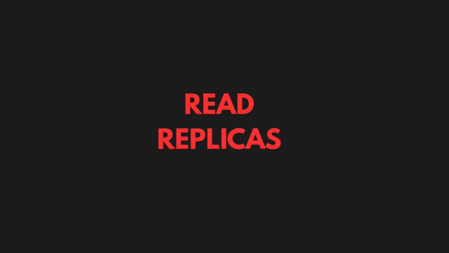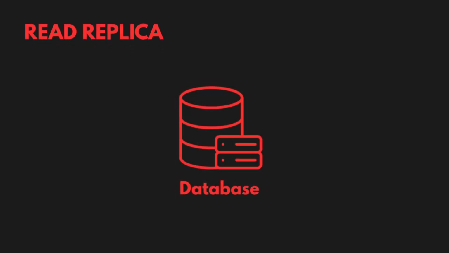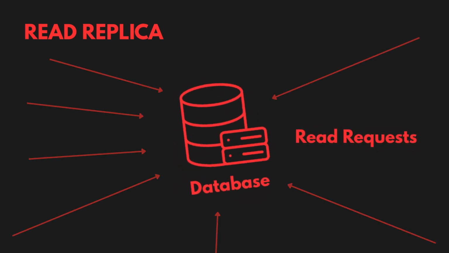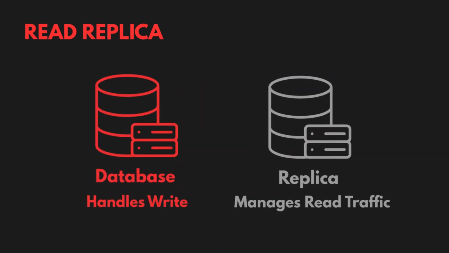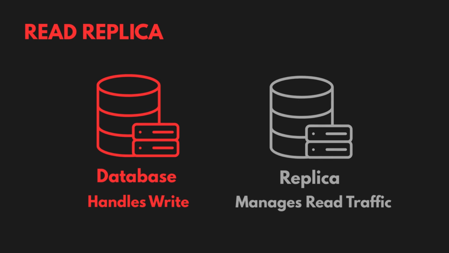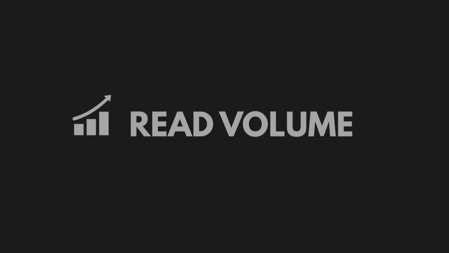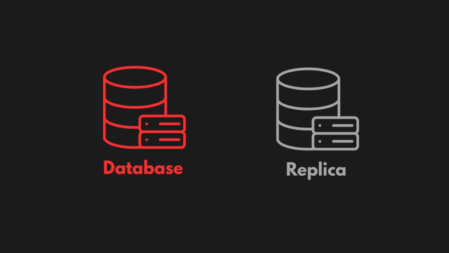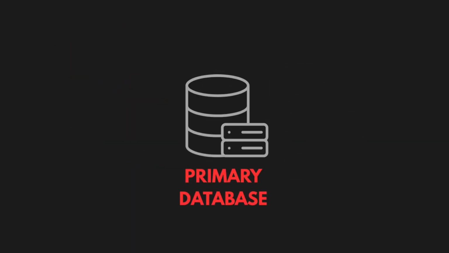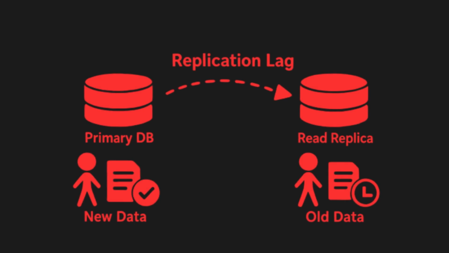Read replicas. Once reads become heavy enough, caching alone is not enough. That is when you add a read replica. It's a copy of the primary database that accepts read traffic while the primary continues handling writes. This instantly increases read throughput. Replication lets you scale reads without scaling writes at the same rate. It also improves resilience because a replica can be promoted if the primary dies. But it introduces lag, and lag means users may receive older data than what was just written.